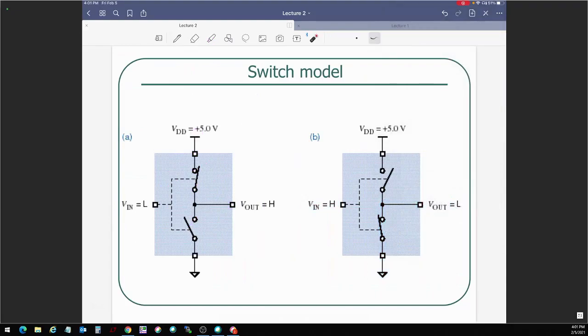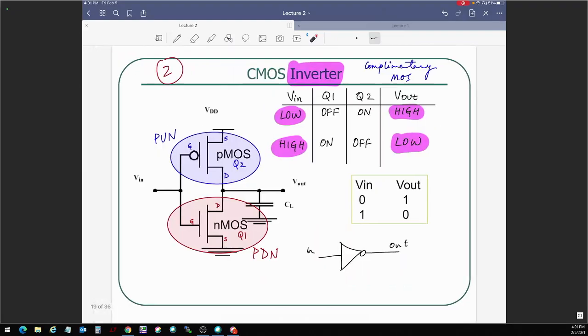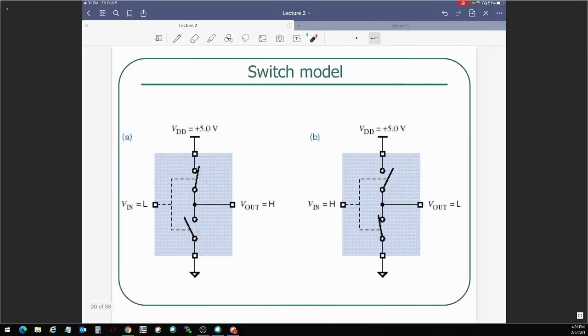Now this is the switch model for the CMOS transistor, a CMOS inverter. The idea is, if I were to replace the nMOS and the pMOS transistors with switch models, then I could also analyze that CMOS circuit, right? So we are trying to make it simpler by using this switch model instead of CMOS transistors.